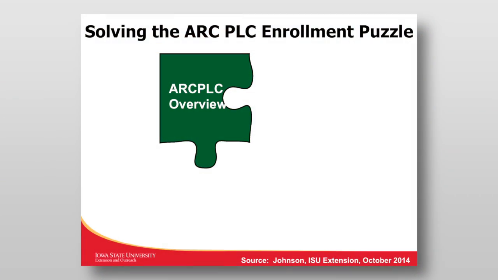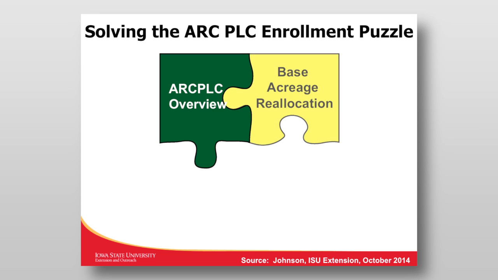As you make these decisions, think of it as a puzzle. And today, the first piece we put together is this ARC PLC overview. What is ARC and how does it work? How do we separate the ARC county from the ARC individual? And then the next step will be the base acreage reallocation, the letter or the summary acreage history report that the landowners and the producers received in August. Again, determining whether you should keep that old base or whether you should update to new base reflecting what was actually planted on the farm in 2009 through 2012.